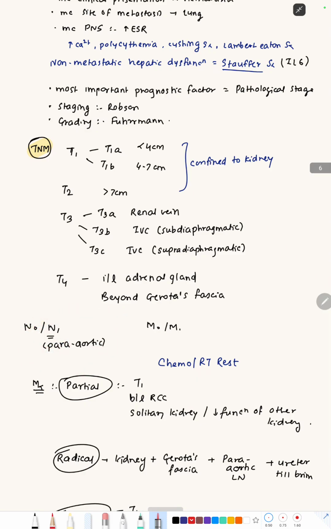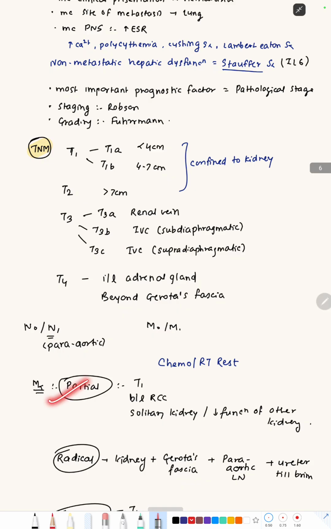The most common site of metastasis is the lungs. Management: it is chemoradiotherapy resistant, very important. Renal cell carcinoma is resistant to chemotherapy as well as radiotherapy, while Wilms tumor is chemo and radiosensitive. So my management is either nephrectomy, partial nephrectomy or radical nephrectomy.